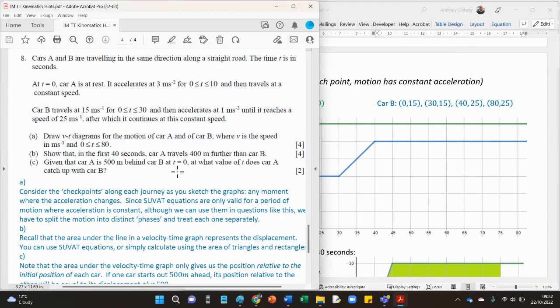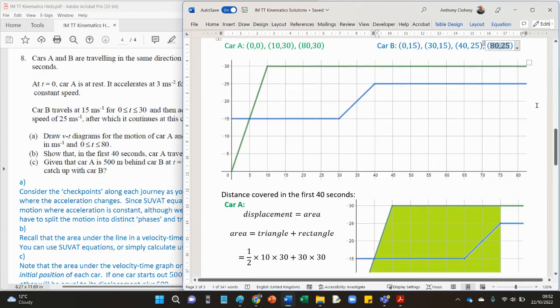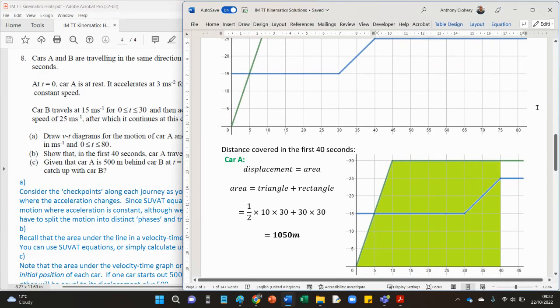Show that in the first 40 seconds, car A travels 400 meters further than car B. So we look at the first 40 seconds. Remember, the distance covered is directly related to the displacement, and the displacement is the area underneath the velocity-time graph. So for the first one, we look at the area under car A's graph, and that's a combination of this triangle at the beginning, where we can use half base times height, and the rectangle that follows, which happens to be a square, 30 by 30. So that gives us a total displacement of 1,050 meters.